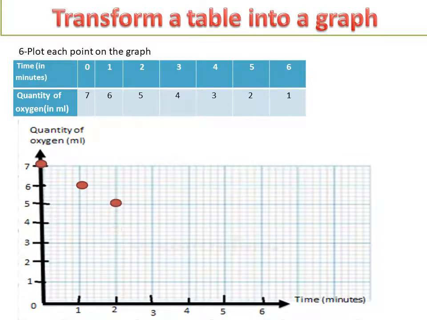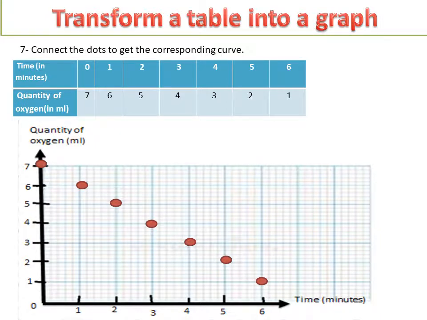Continue in the same way in order to plot all the points in order on the graph, and keep only these dots on the graph and erase all the lines, the vertical or the horizontal lines that you drew that can help you to draw these points. So we keep on the graph only the dots.